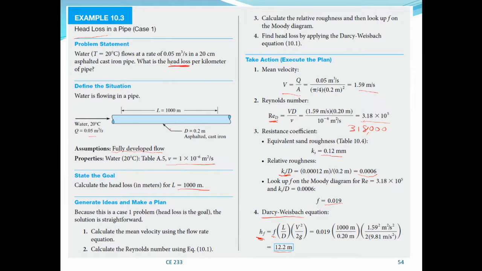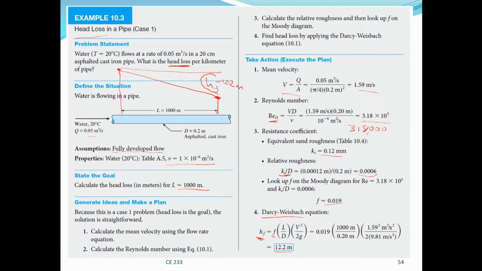What is the meaning of this head loss as the water is flowing? The piezometric head drops by 12.2 meters. If this is the piezometric height here, when you put a piezometer, water rises to this point. After 1 kilometer, the piezometric head drops by an amount equal to the head loss, which is 12.2 meters. This is the pressure head here, and this is the piezometric head here. So it drops, it reduces.